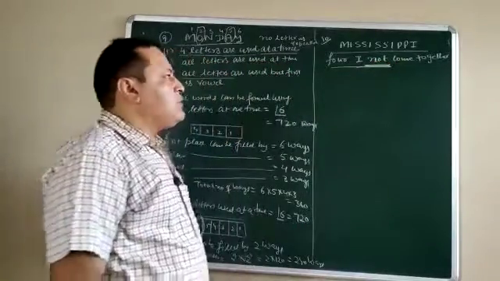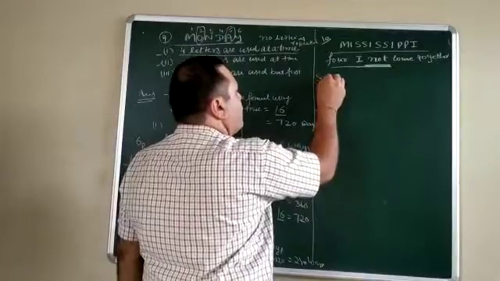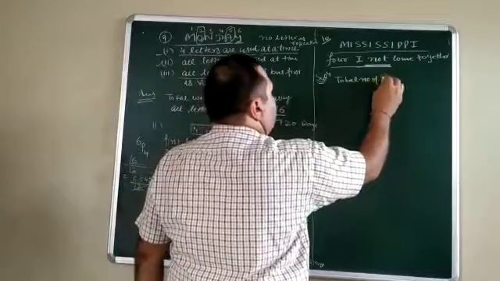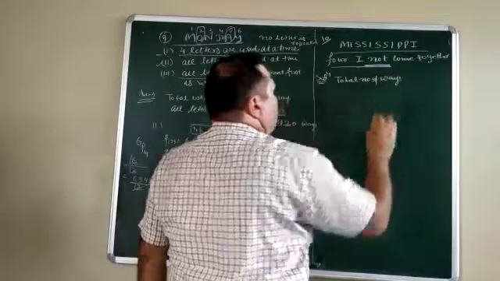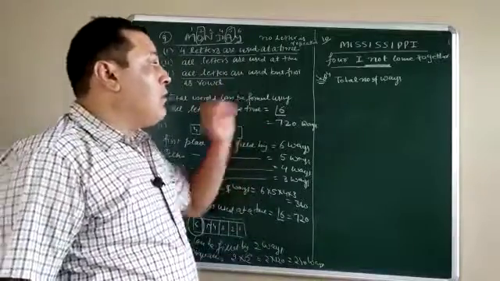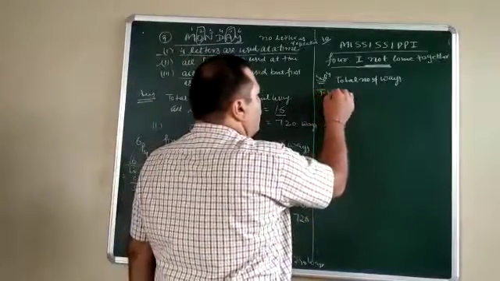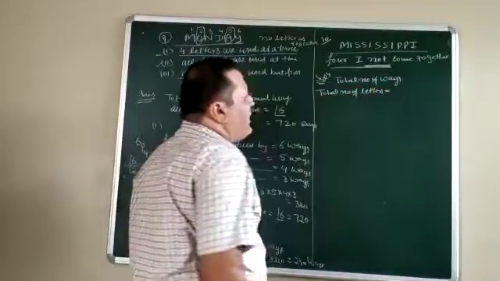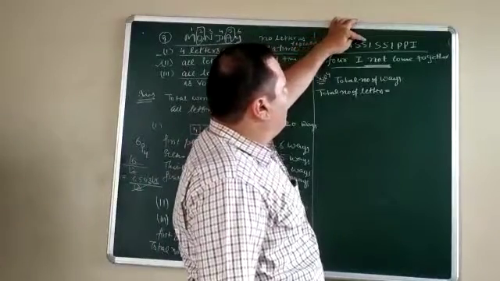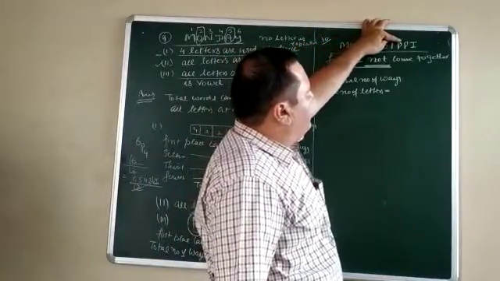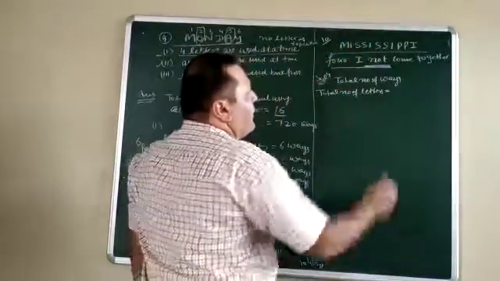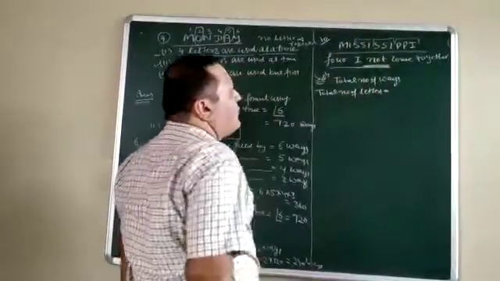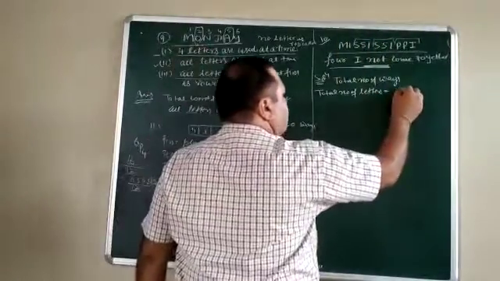First of all, we find out the total number of ways. But before finding the total number of ways, first we find the total number of letters. How many letters are there? 1, 2, 3, 4, 5, 6, 7, 8, 9, 10, 11. See here, it is 3, 6, 9 and 2, 11. So the total number of letters is 11.